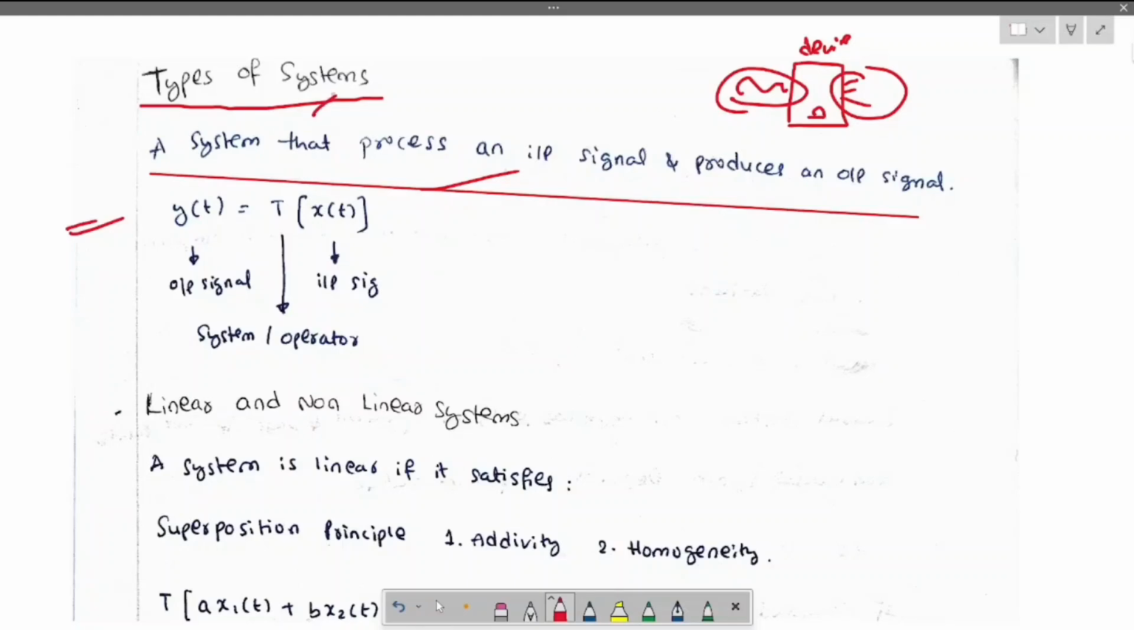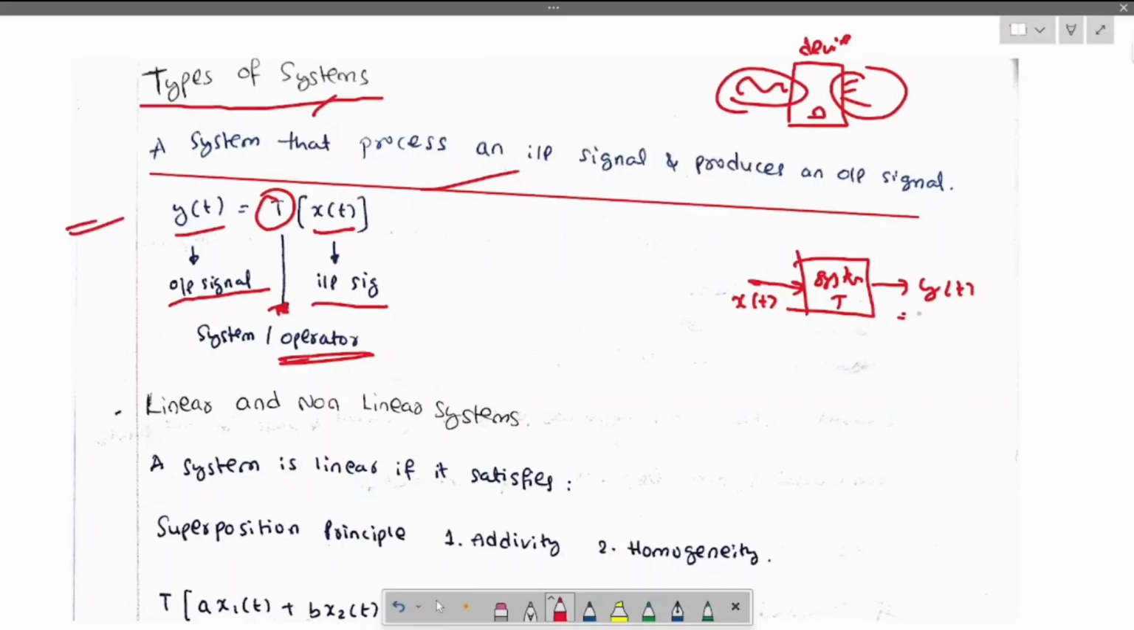Now let us write the system in terms of function. So y of t, let it be the output signal, and x of t will be the input signal. What is the T? T will be the system or system factor or operator. So this is the system T. It is taking x of t as input and producing y of t as output. What is y of t? y of t is nothing but T into x of t. This is how, technically, we write the system.